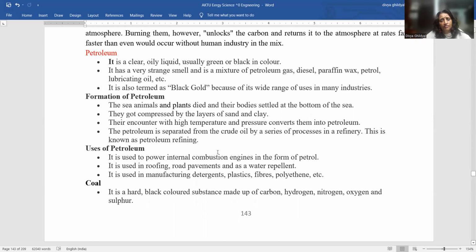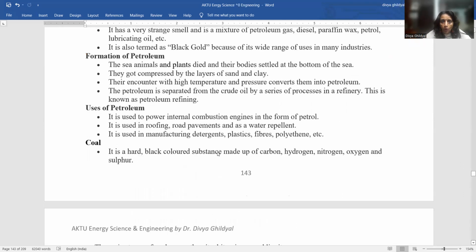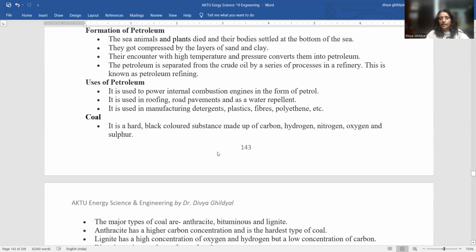You can give many uses of petrol, like give examples which you are using in your day-to-day life. Like suppose you are driving a two-wheeler to office, write that as an example. You are using petrol for any other work, try including that in your answer. Coal is a hard black colored substance made up of carbon, hydrogen, nitrogen, oxygen, and sulfur.